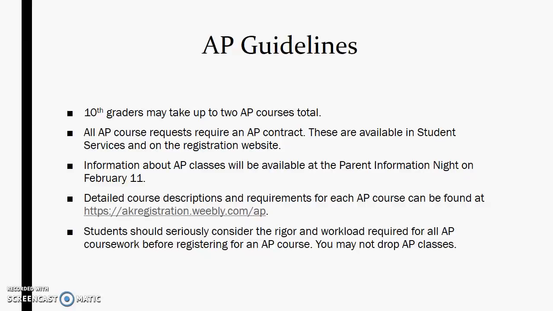Remember that AP classes are college-level coursework, so please seriously consider the rigor and the workload required for all of the AP classes that you might be interested in, remembering that once you're in a class, you may not drop it.